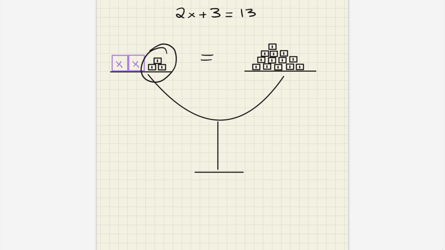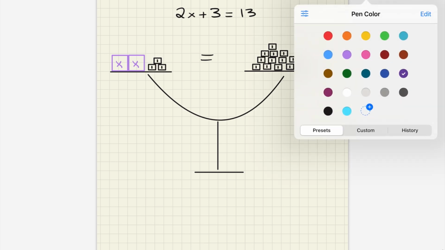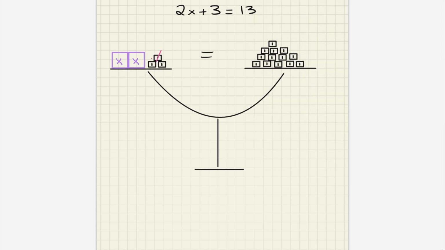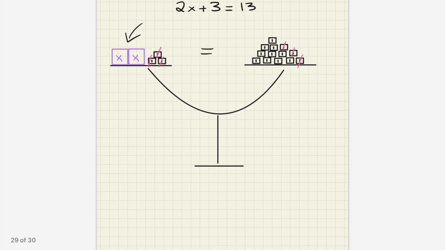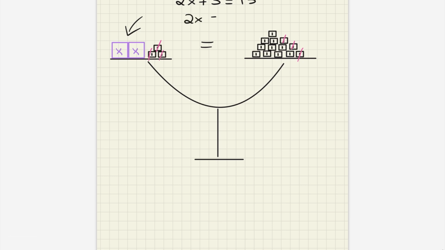So we have the 3 kilogram weights here, and we want to get rid of them. But if we get rid of them, we also have to get rid of them on the right-hand side of the equation as well. So let's get rid of 3 1 kilogram weights, and to keep the scales balanced, we'll also get rid of 3 1 kilogram weights on the right-hand side. Well, now we just have 2 x's and 1, 2, 3, 4, 5, 6, 7, 8, 9, 10 1 kilogram weights. So our equation has really become 2x equals 10.